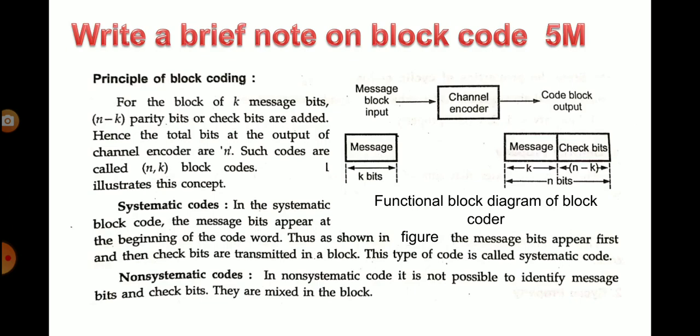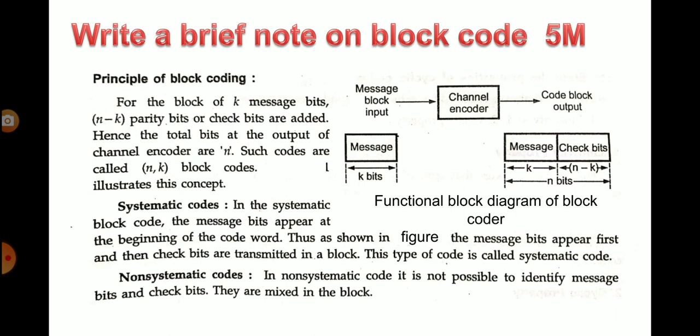Write a brief note on block code. Principle of block coding. Figure shows channel encoder, message block input, code block output. Figure shows the functional block diagram of block coder: message, k bits, then check bits. For the block of k message bits, n minus k parity bits or check bits are added. Hence, the total bits at the output of the channel encoder are n. Such codes are called (n, k) block codes.